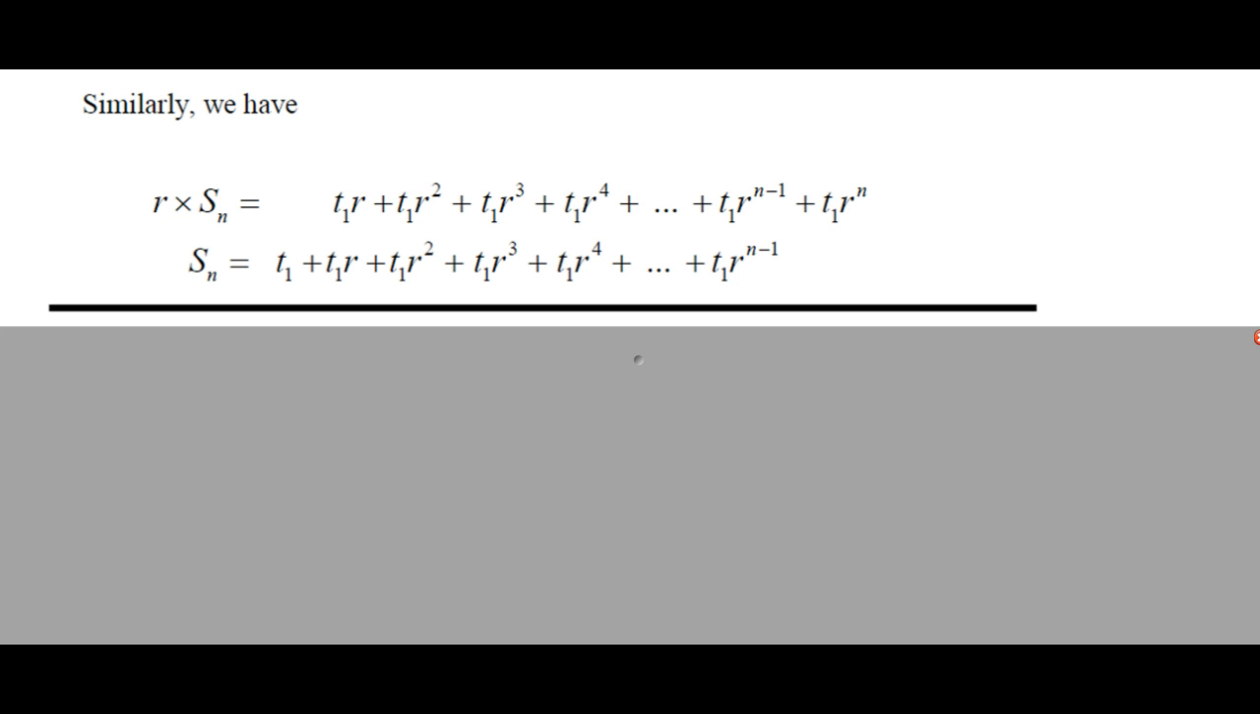So I've got the sum of n terms, right? T1 plus T1R plus T1R squared up to the general term, which is T1R to the n minus 1. We take that series, we multiply it by R. That just kicks each term along by 1. Okay, so now these guys line up, and we've got one extra term here, and we've got a term sitting here.